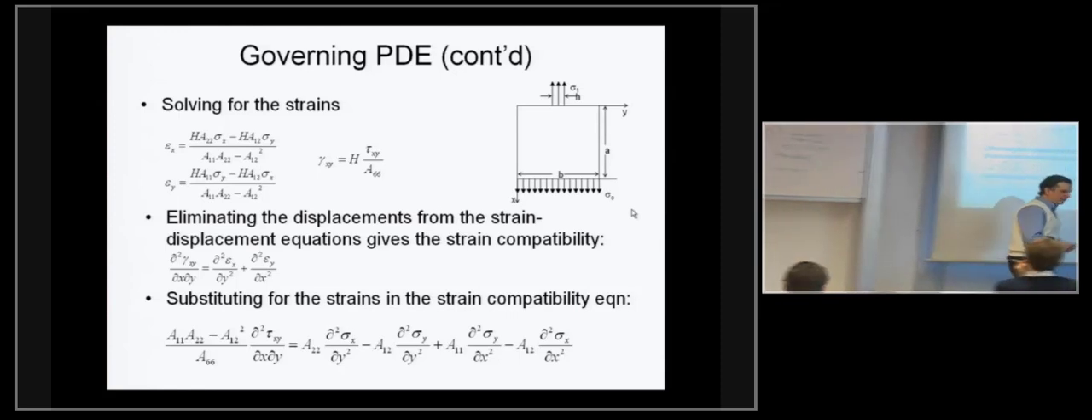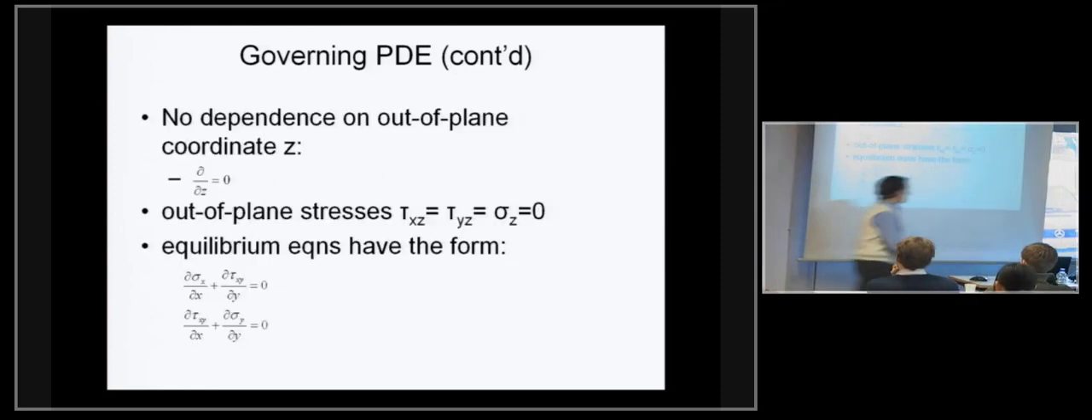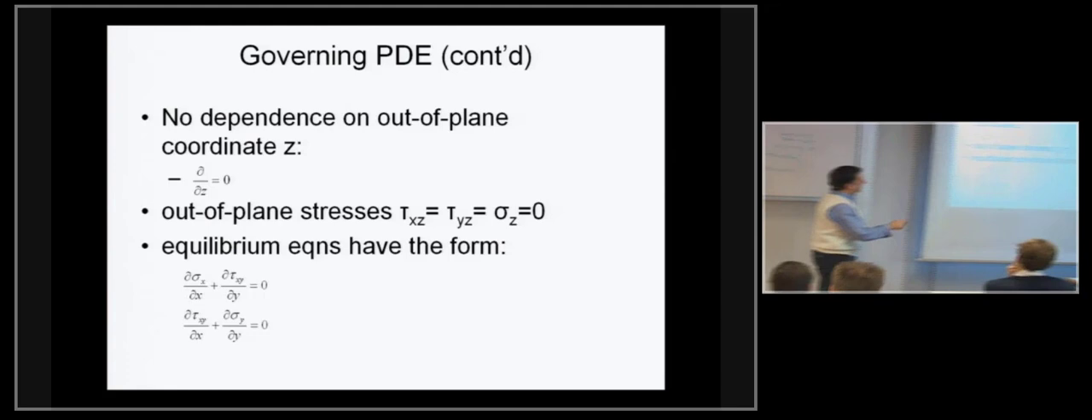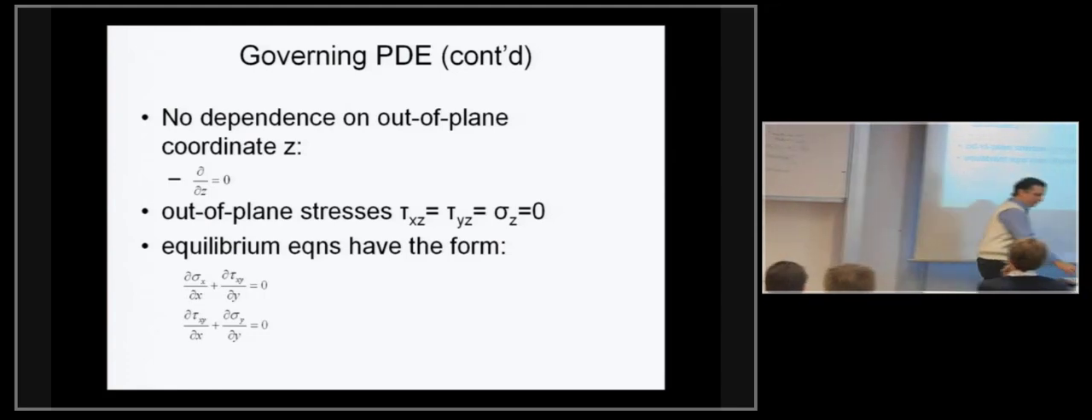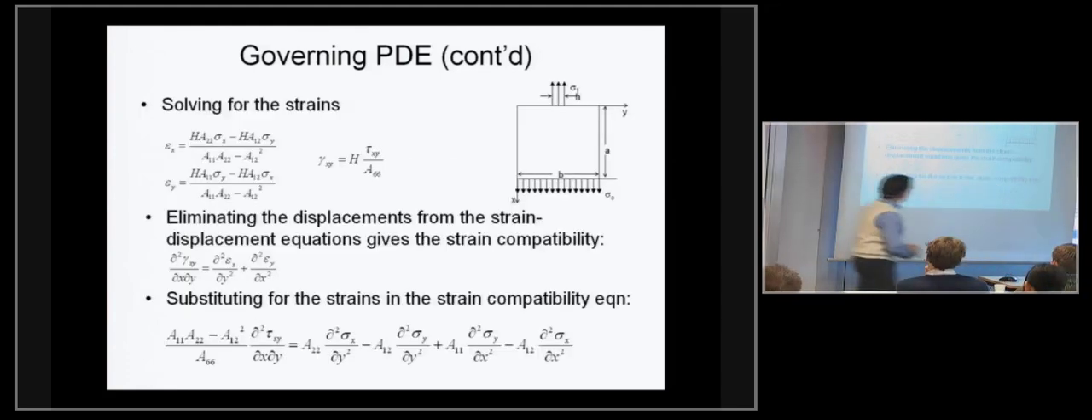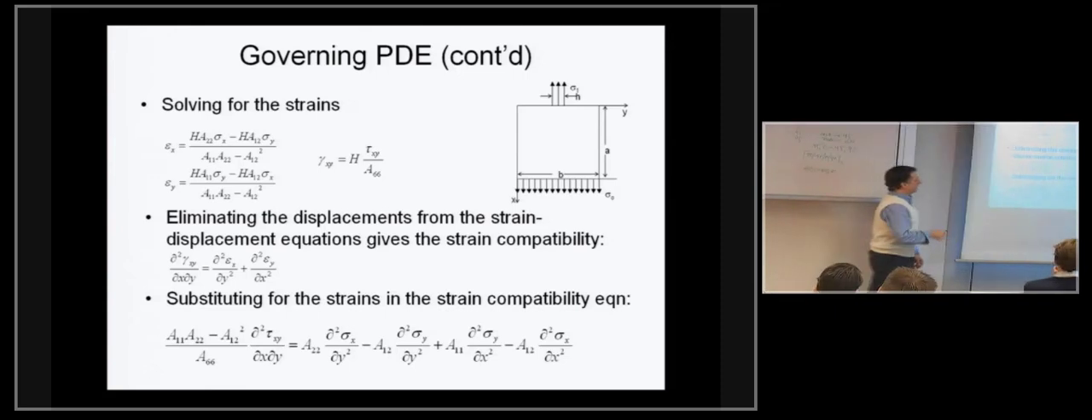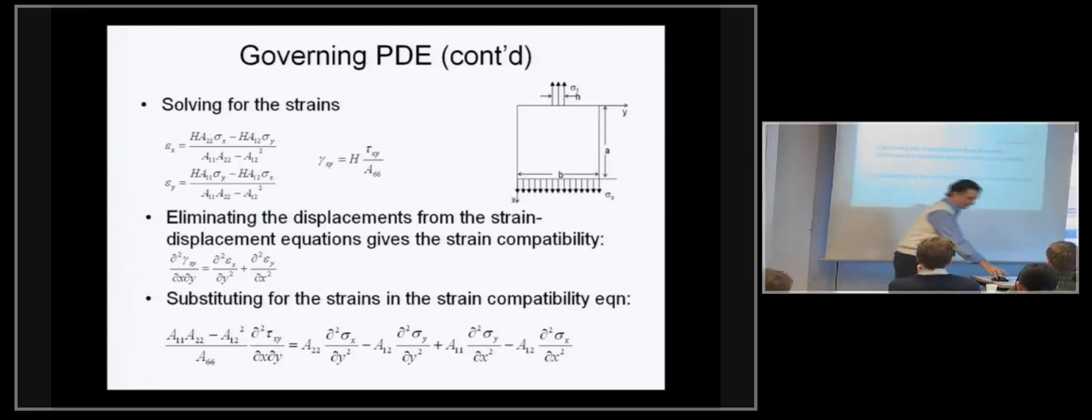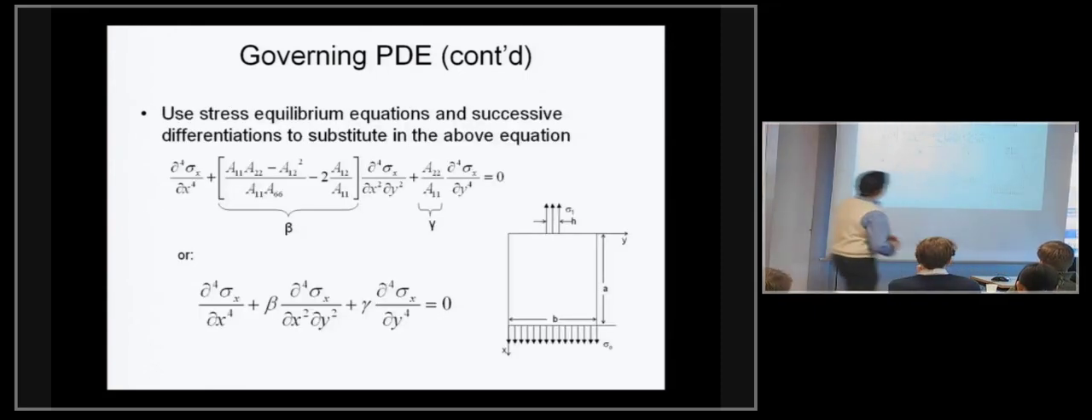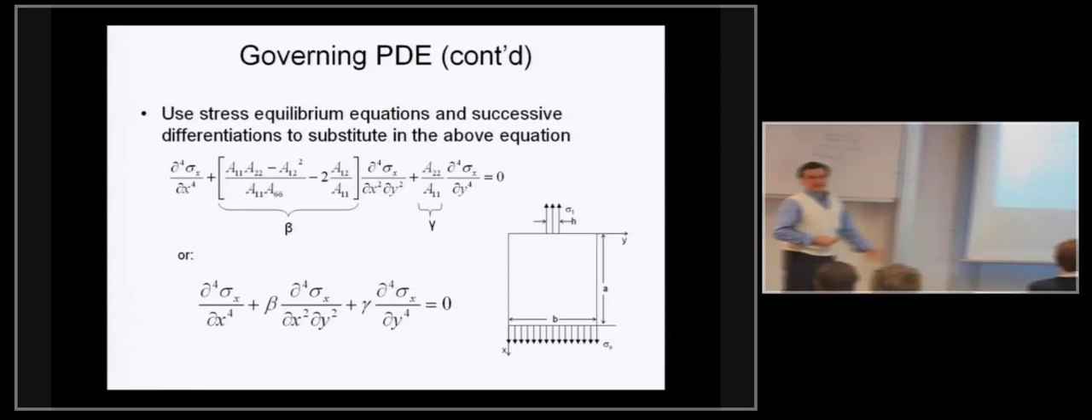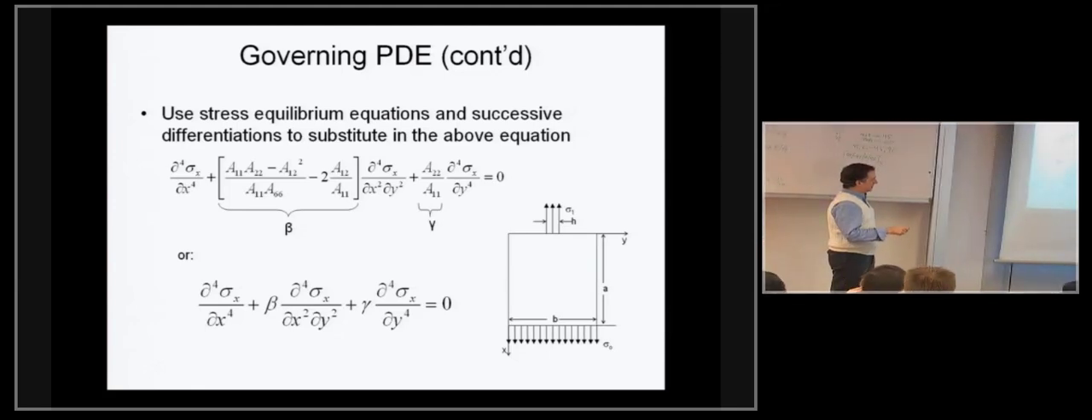And now I have the equilibrium equations that I just showed you at the bottom here, two equations. So I can eliminate two of the stresses in this last equation here to arrive at a single equation that will involve only one stress. In this case, it's the sigma x stress. Notice this is my xy coordinate system, so x is pointing down in the plate that we have there. Fourth order partial differential equation with beta and gamma as defined here.